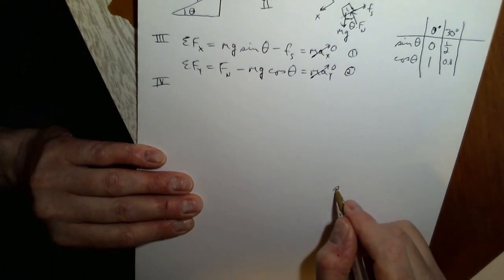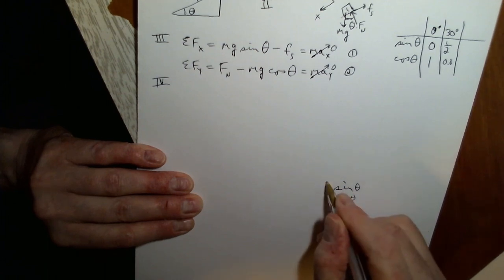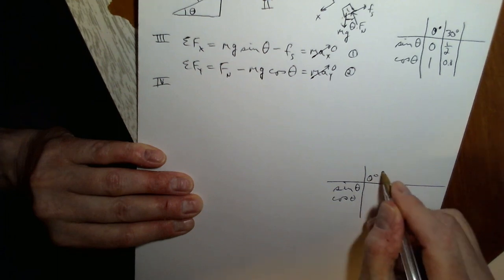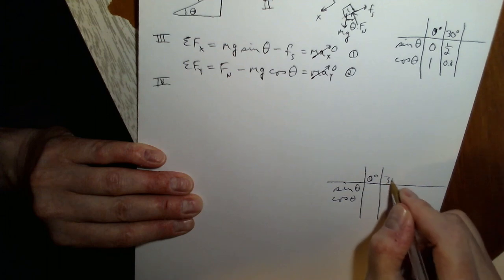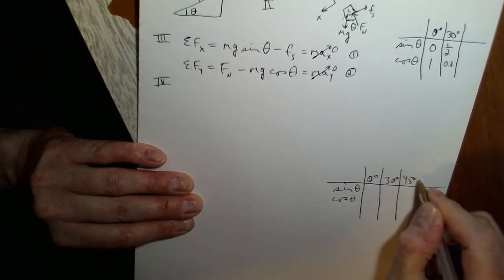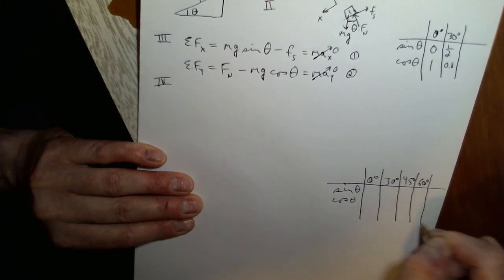This is useful. So sine theta, cosine theta, and I'm going to do 0 degrees. I was just going to do 3 values to begin with, but let me do more. 30 degrees, 45 degrees, 60 degrees, and 90 degrees.